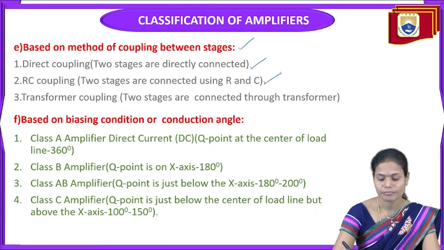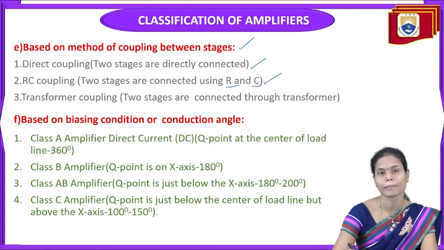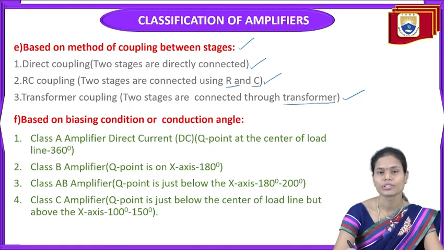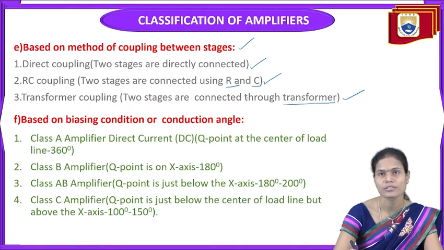And the second category in this is RC coupling. Between two stages, if you use a resistor and capacitor as the coupling elements in order to interconnect different stages in the multi-stage amplifier, we call it the RC coupled amplifier. And next one is transformer coupling. Between two stages, we interconnect through a transformer, so it is called the transformer coupled amplifier.